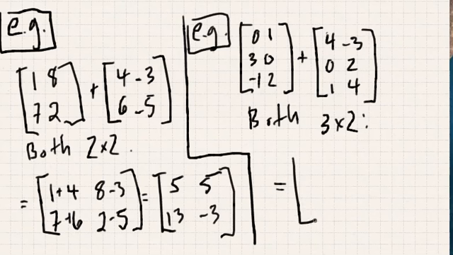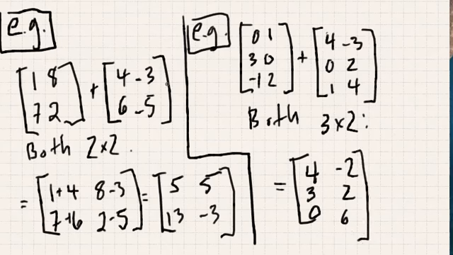And so the sum I get is, I'm not even going to bother writing it out as explicitly as I did this time. I get 0 plus 4, which is 4, 1 minus 3, which is negative 2, 3 plus 0, which is 3, 0 plus 2, which is 2, negative 1 plus 1, which is 0, and 2 plus 4, which gives me 6. Okay. Great.